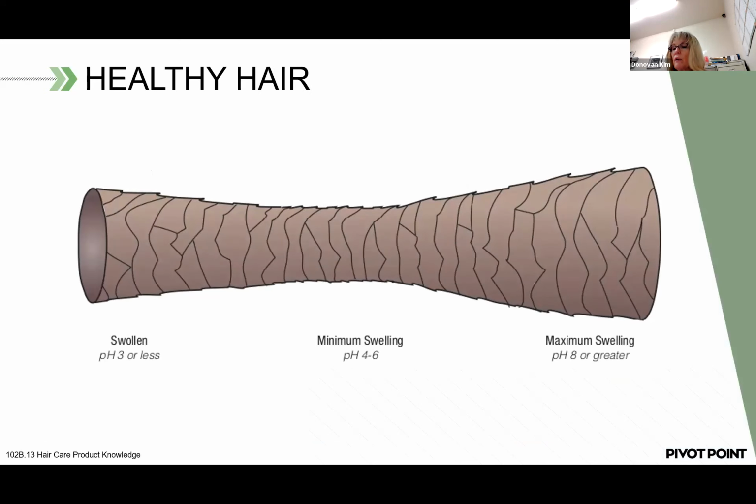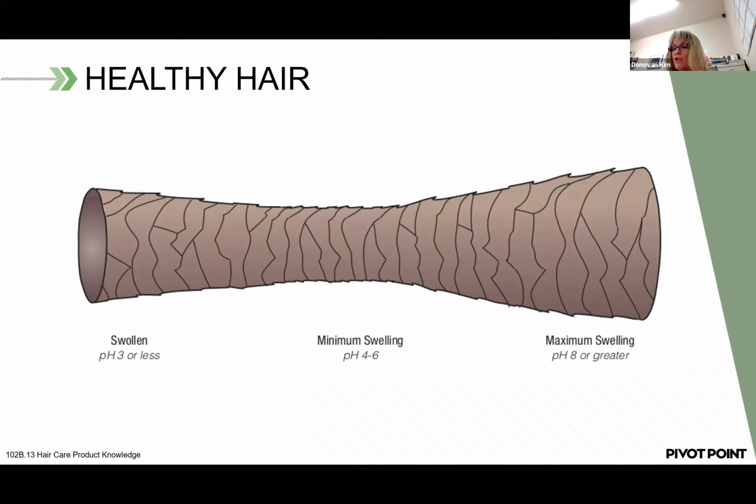Okay, so how does this work? Well, a pH balanced shampoo has a natural 4.5 to 5.5, which is the pH of your hair and scalp. The natural acidic conditions are maintained during a shampoo. The cuticle scales are kept in a more compact state, and therefore minimal swelling occurs. So the middle is what your hair should look like if you're shampooing with a pH balanced shampoo.